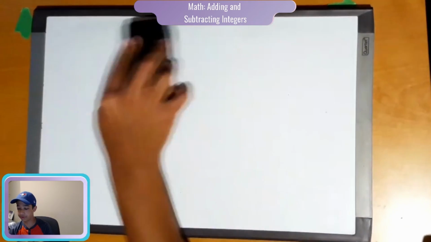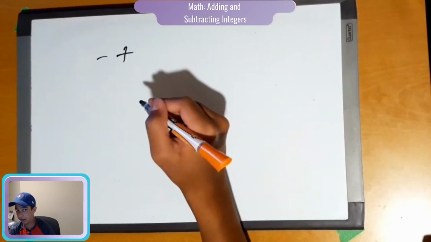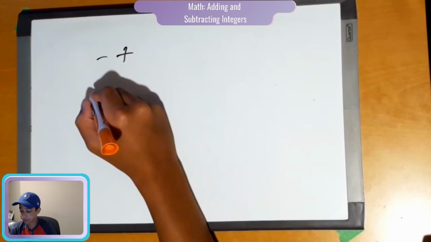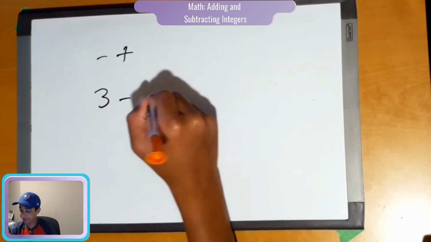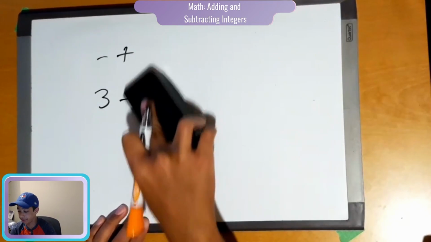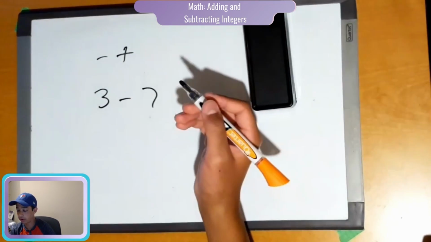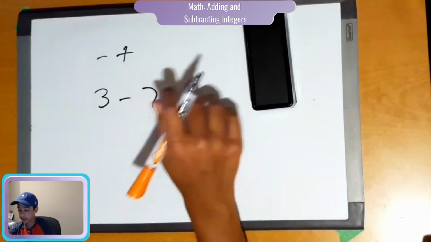It also works if you have a minus sign and then a plus, but you don't really see that because, like, an example would be 3 minus positive 7, but you don't see that. You just see 3 minus 7 because there's no point in adding the positive because you automatically assume that it's positive. So yeah.